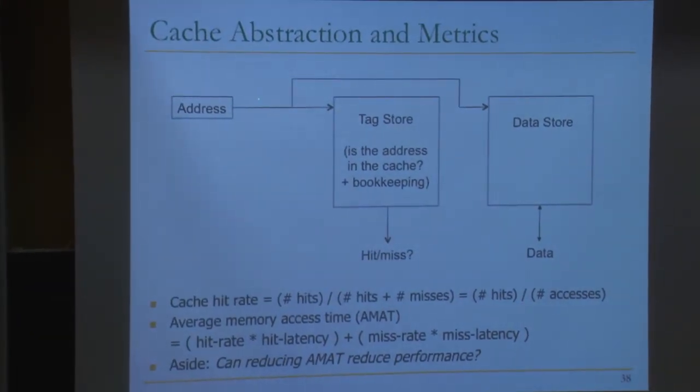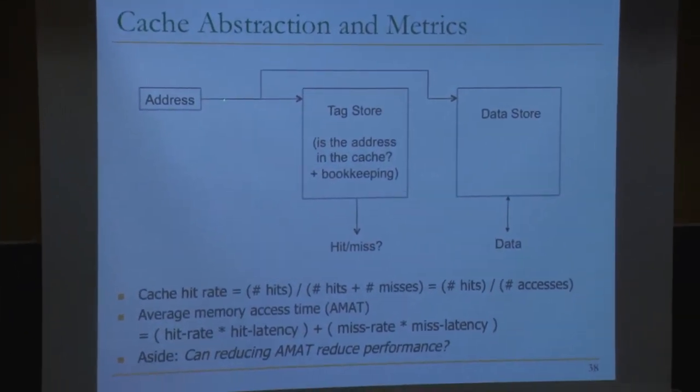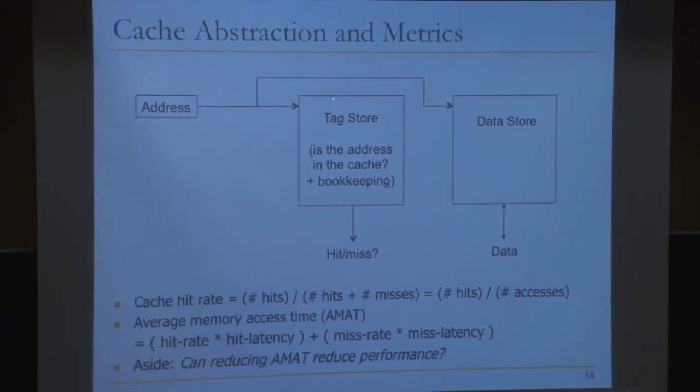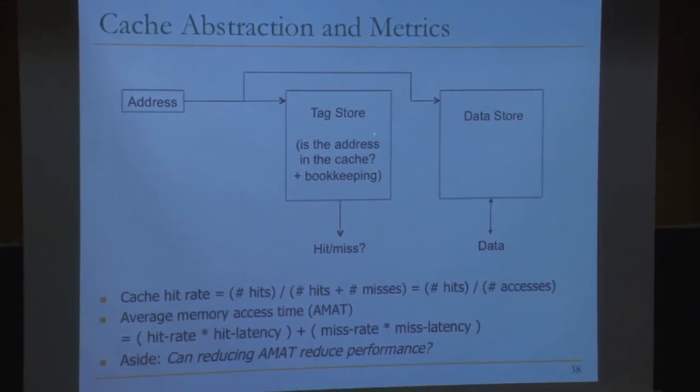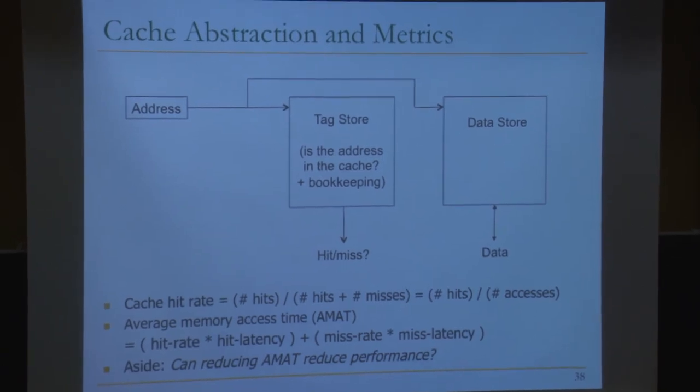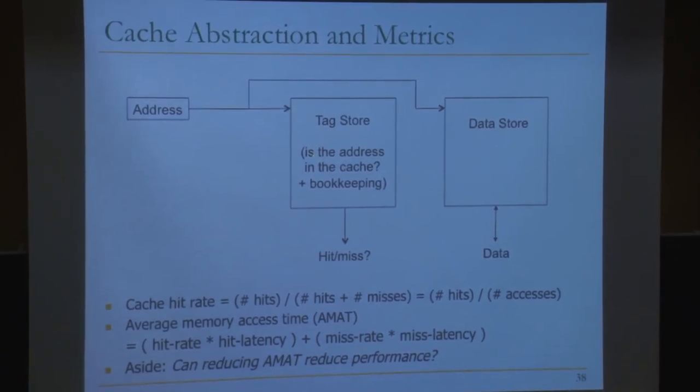You have an address to access the cache. And this address is sent to a tag store as well as a data store. The tag store basically is for bookkeeping. The key thing it does is answer the question, is the address in the cache? And also, you can think of this as metadata for the data. And the data store actually stores the blocks that are in the cache. And the tag store contains the addresses of those blocks as well as metadata related to the blocks. Does this location in the cache actually store a valid block? Did I bring something in? That's the valid bit.